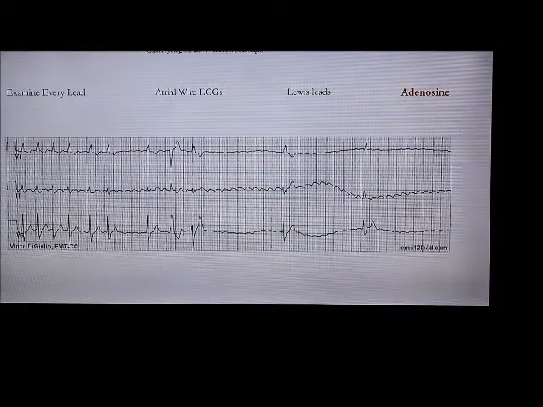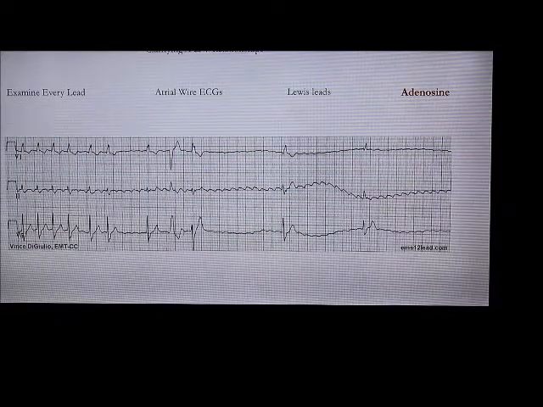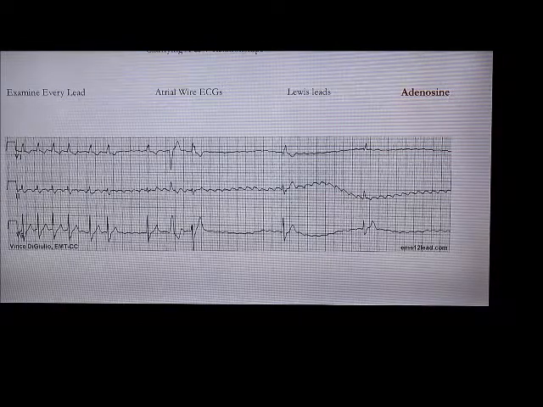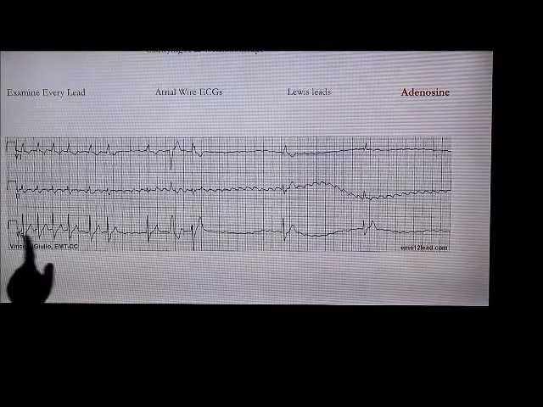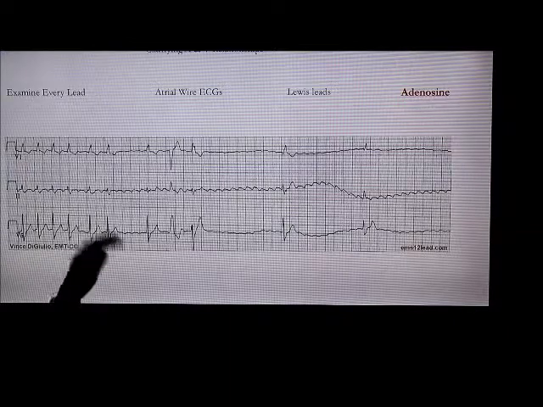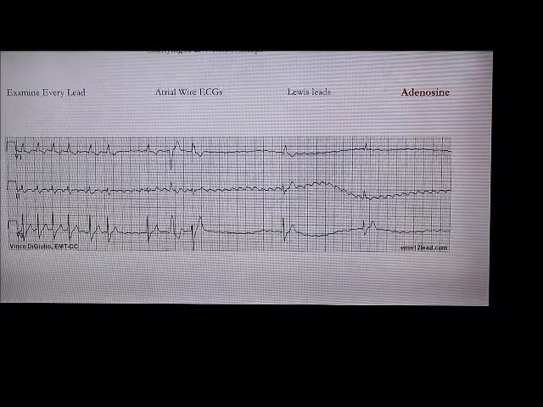And sometimes even if you do all of that, it's hard to tell. So if you give adenosine, you can actually clarify the AV relationship. It will either terminate the tachycardia, or we will think about the differential diagnosis of that, or it will clarify the relationship. Here it's hard to tell exactly which is the V and which is the A, and then when we give adenosine, you can see clearly the flutter waves.